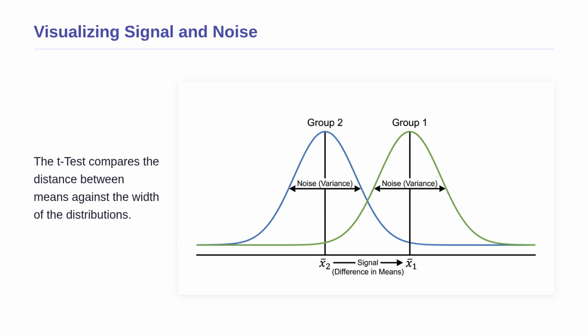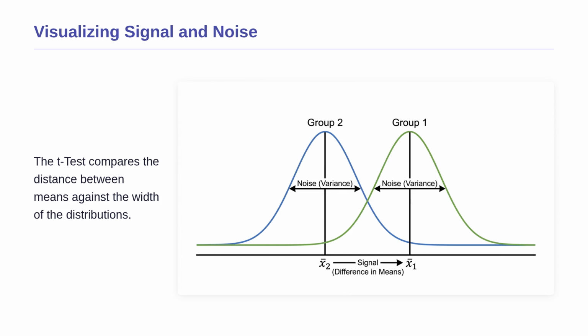Having calculated the t-statistic mathematically, let us visualize exactly what those numbers represent. On screen, you are looking at two overlapping bell curves representing our two groups. The horizontal axis represents the value we are measuring, like mouse weight or gene expression. The peaks of these curves drop down to x bar 1 and x bar 2. The distance between these two peaks is our signal, the raw difference in averages.